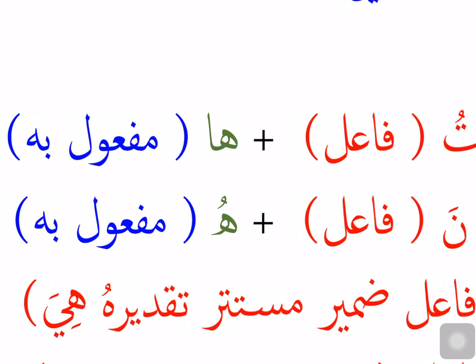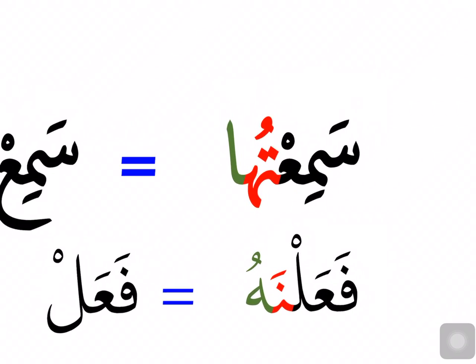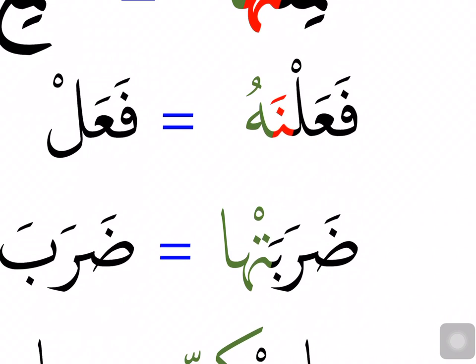It will seem as if it's part of the verb. It will be attached to the verb. When you look at this, sami'tuha, this has all of it in it: the fi'l, the fa'il, and the maf'ul bihi. Everything is together in one place. Sami' is the fi'l, ta is the fa'il, ha is the maf'ul bihi. I heard her. Another example, fa'alnahu.